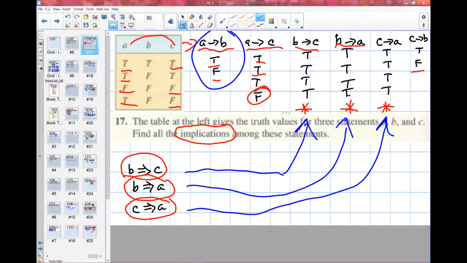I hope you guys made some sense out of that. This one always throws people a little bit off. Anybody a follow up on this? I'm looking, somebody's asking about 23 or 24, and I will go look at those next. But anybody else on 17? So the final answer is there are three implications, and here they are. B implies C on the bottom, B implies A, and C implies A.